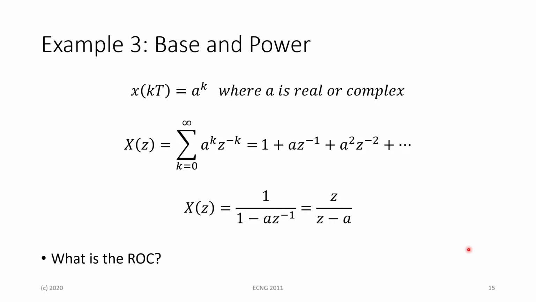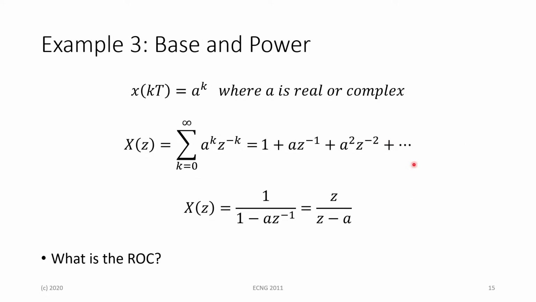Alright, so let's watch our third example, where we have x of kT equal to some constant a to the power of k. When we apply this into our X of z formula, x of kT equals a to the k for k going from 0 towards infinity. We have z to the minus k here, so k equals 0 is just going to be 1. Then k equals 1 gives a z to the minus 1, k equals 2 gives a squared z to the minus 2, and so forth as we keep on going.